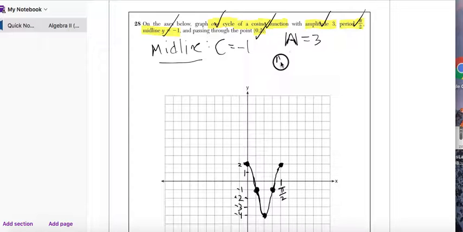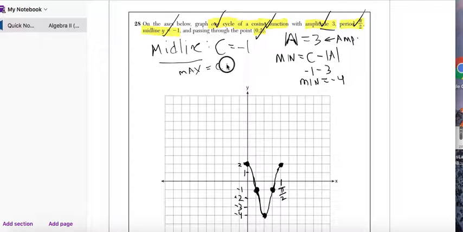Then the min is equal to C minus the absolute value of A, midline minus amplitude. This is our amplitude, by the way, right? And they said it right here. That becomes -1 minus 3. So the minimum is -4. The max is equal to C plus the absolute value of A. That's -1 plus 3, and that's 2.